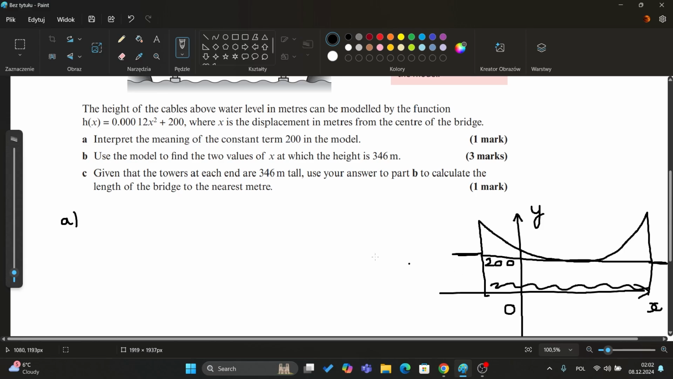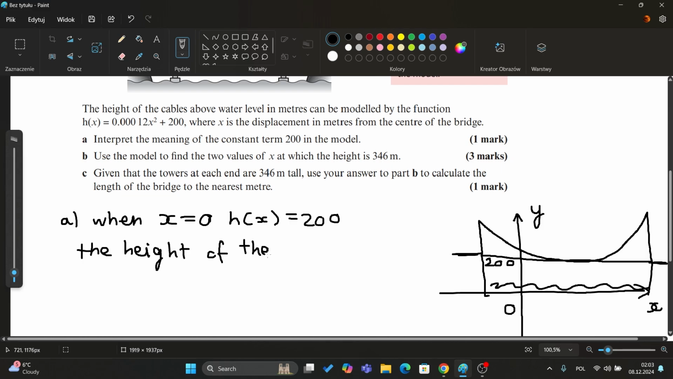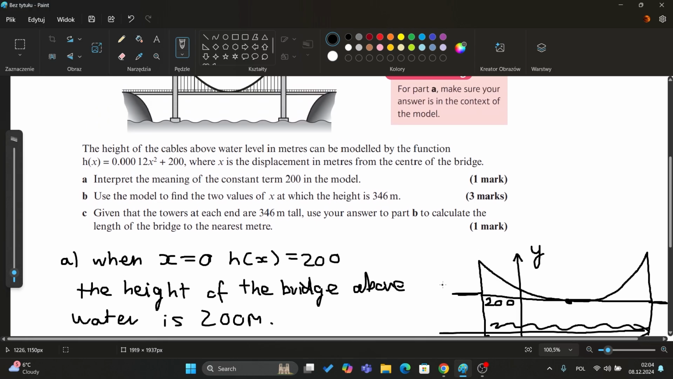So that's what's happening. And basically when the displacement in meters from the center of the bridge is 0, h(x) equals 200, the height of the bridge above water is 200 meters. And this is the height from the center of the bridge, because we are 0 meters away from the center of the bridge.